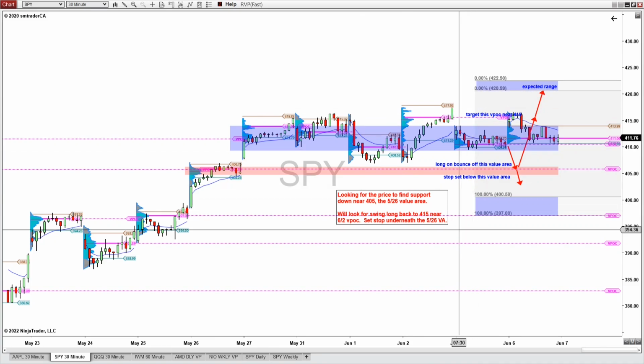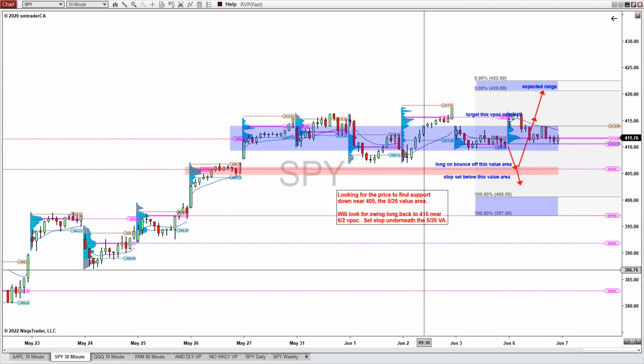So that's the idea. So I hope that gives you some idea how I use volume profile to identify some of the potential support and resistance, and also entry, exit and target levels.